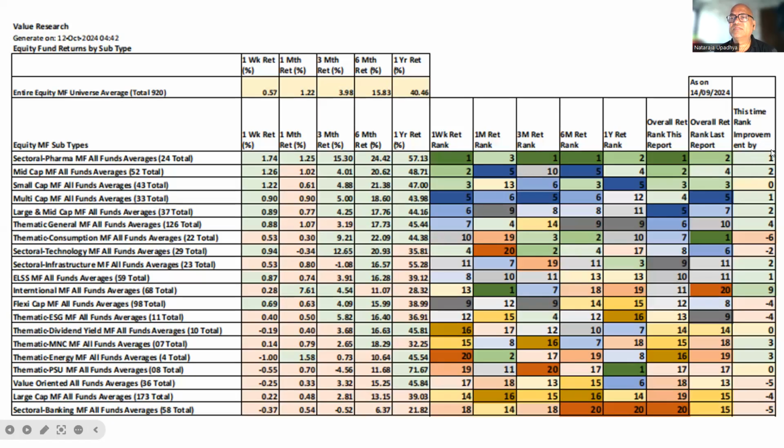Pharma funds improved by 1 position in ranking. Mid-cap funds improved by 2 positions. Multi-cap funds improved by 1 position. Large and mid-cap funds improved by 2 positions. Thematic general funds improved by 4 positions. Consumption funds slipped by 6 positions, so that's a concern. Technology funds slipped by 2 positions. Sectoral infrastructure funds improved by 2 positions.